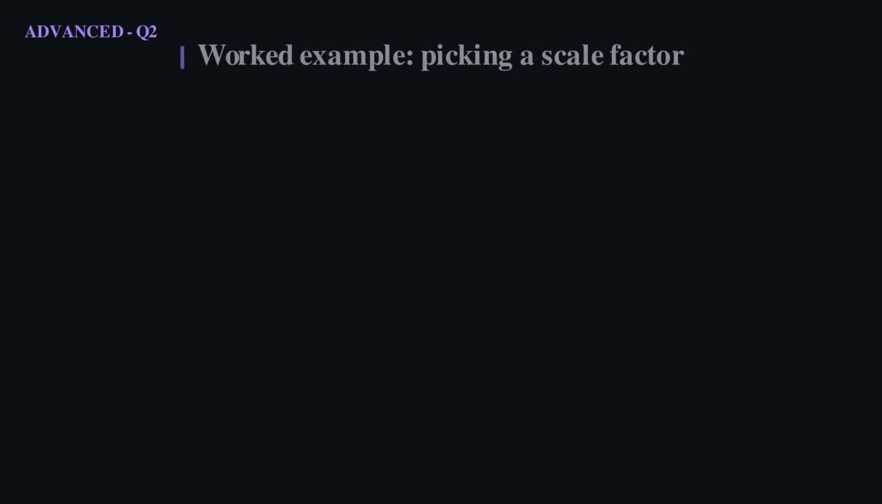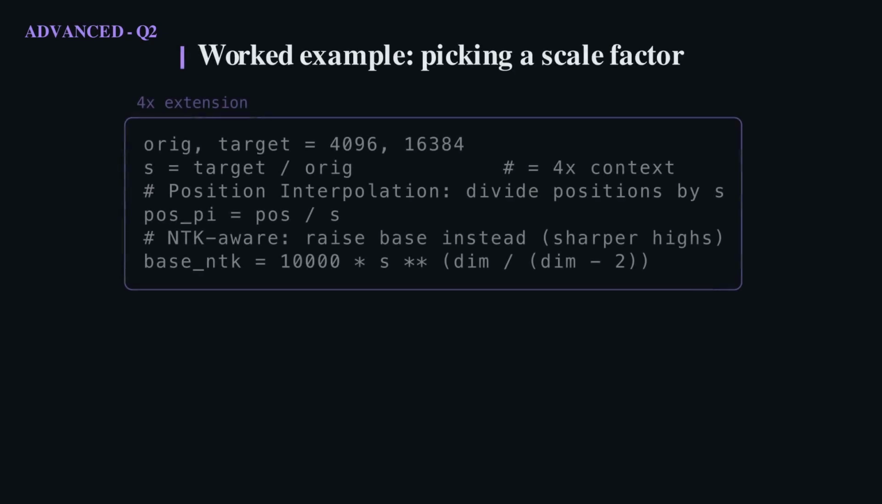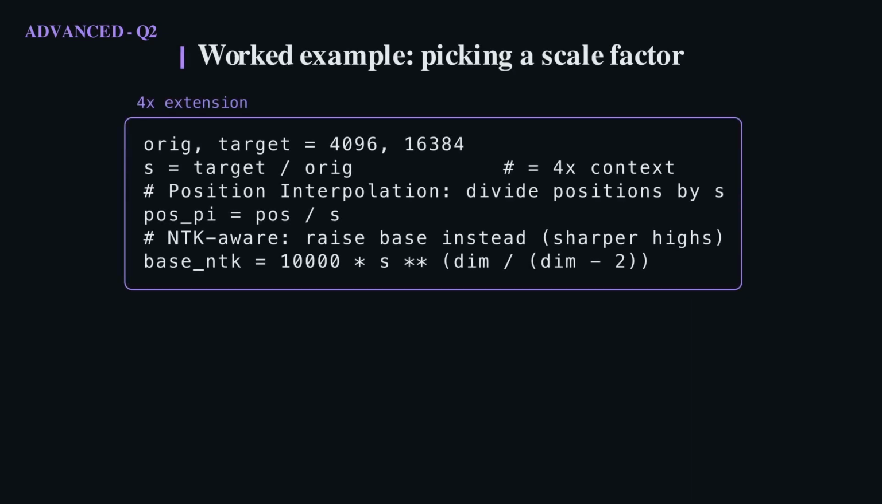Let's actually extend a model and see the choices. Say it was trained at 4,000 tokens and we want 16,000, a 4 times scale factor. With position interpolation, you simply divide every position by 4, so the model never sees an angle outside its trained range. Cheap, but it compresses fine local detail, hurting tasks that need precise short-range order.